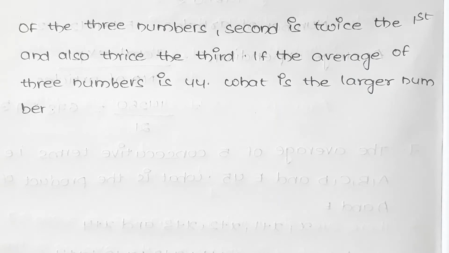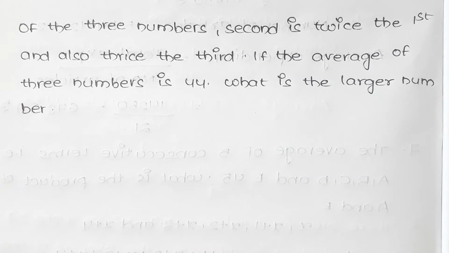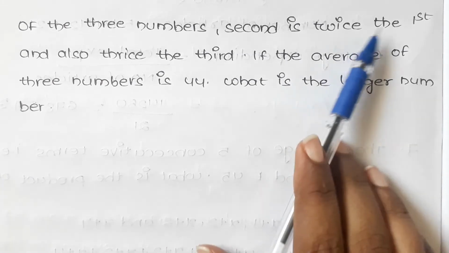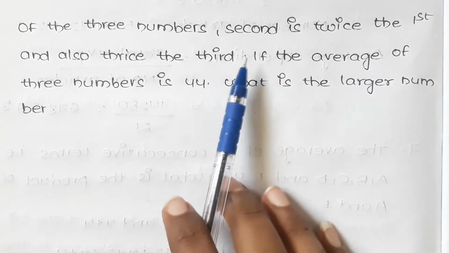In this video we are going to discuss some other models of how to find the average of numbers. It is a continuation of the previous video, and here is one of the models: of three numbers, the second number is twice the first and also thrice the third.